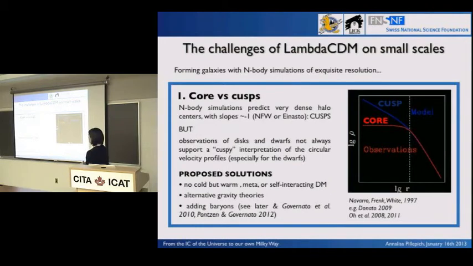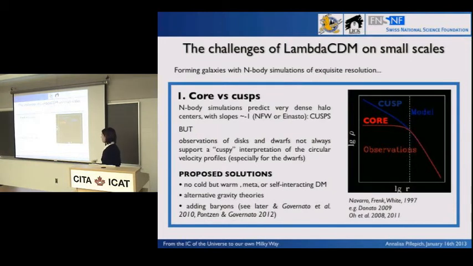So, core versus cusp. The idea is that N-body simulations predict very dense halo centers with slopes of the order of minus one. So, our formulas, like the Navarro, Frenk and White formula, or Einasto, of a density profile, density versus radius, have inner profiles that go like cusps, like that, while observations of disks and dwarfs, so of galaxies of around 10 to the 10 solar masses, do not support cusps, but they actually show cores. And this I should point to 2008 to 2011.